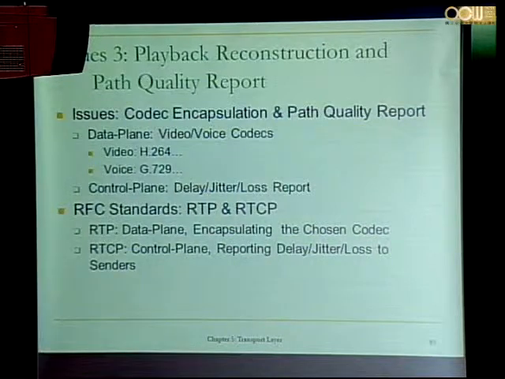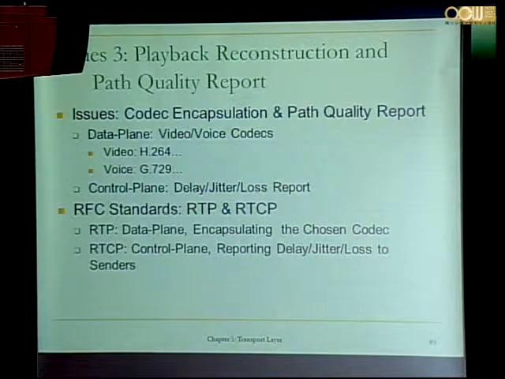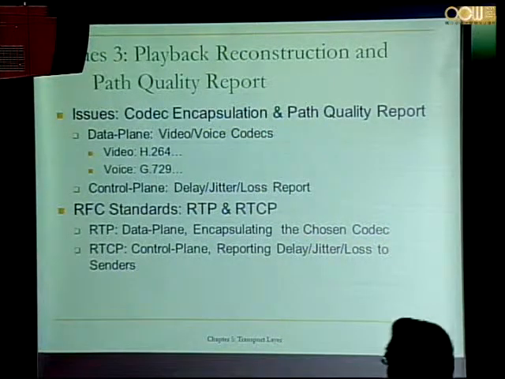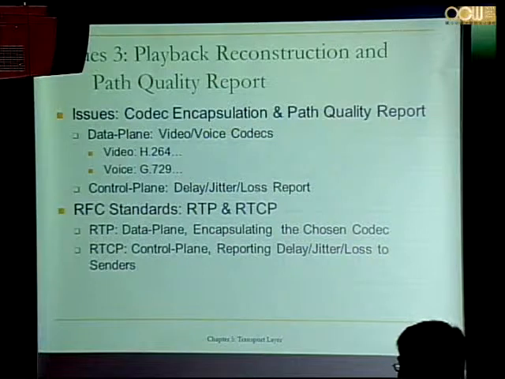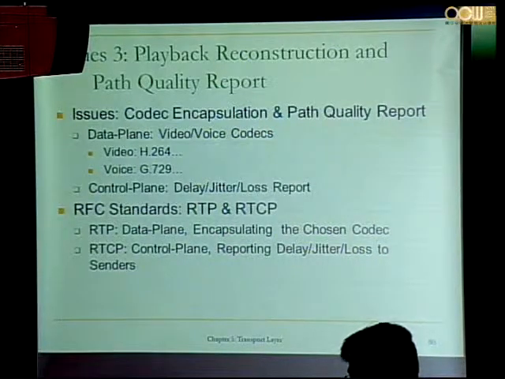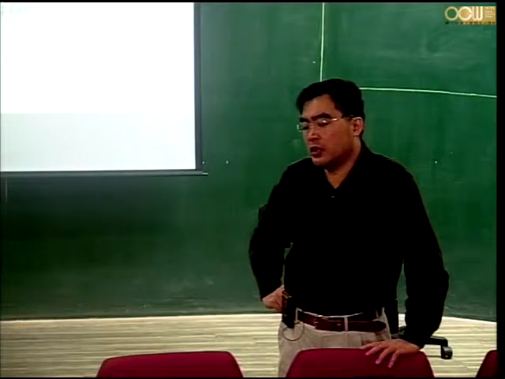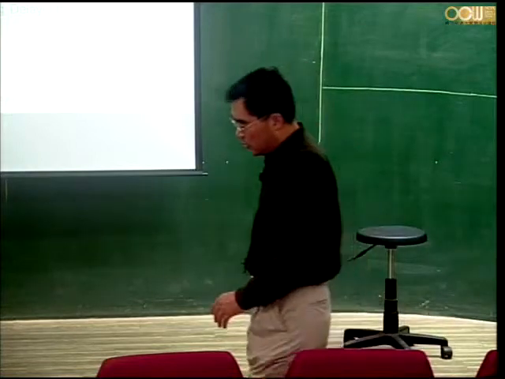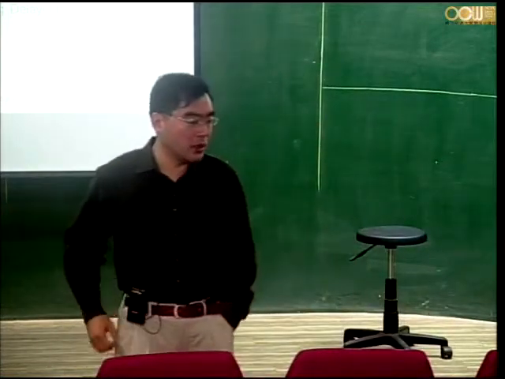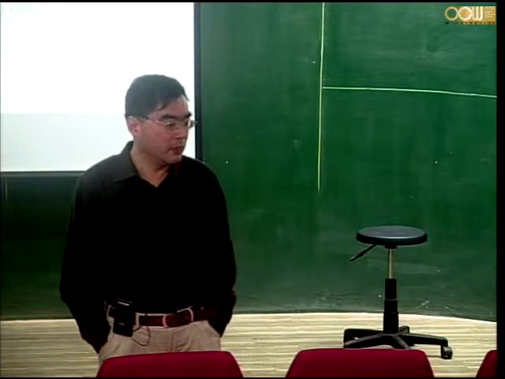Okay, the third issue is on the playback construction and path quality report. Remember that we said we want the traffic source, I mean the codec, to be adaptive. So instead of having the network control the stream, we would have the stream controlled by themselves. Instead of doing too much flow control by the network, we expect the traffic source to behave themselves.